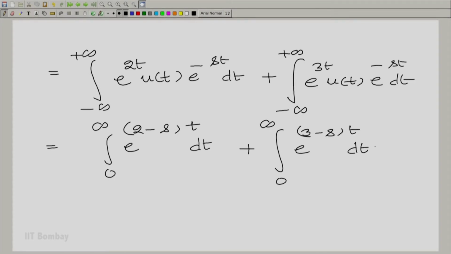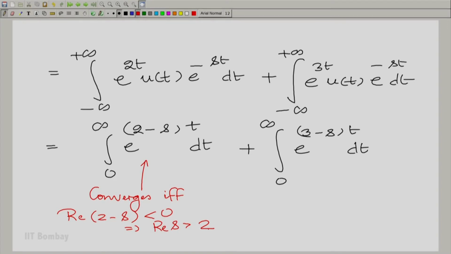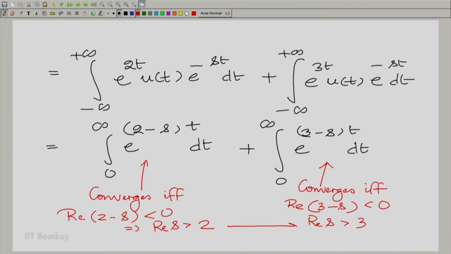Now, each of the integrals has its own condition for convergence. So, if you look at this integral, it would converge if and only if the real part of 2 minus s is less than 0, or that means the real part of s is greater than 2. In contrast, this would converge if and only if the real part of 3 minus s is less than 0, meaning the real part of s is greater than 3.